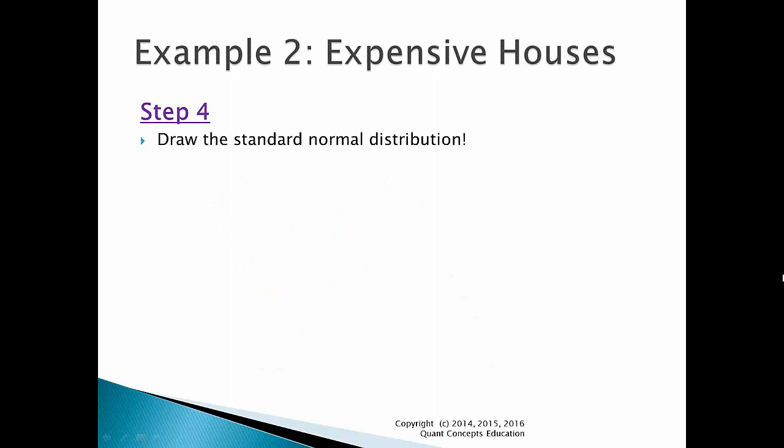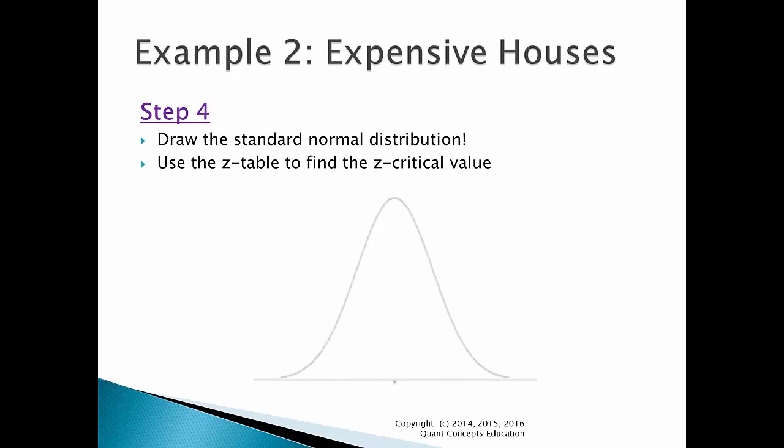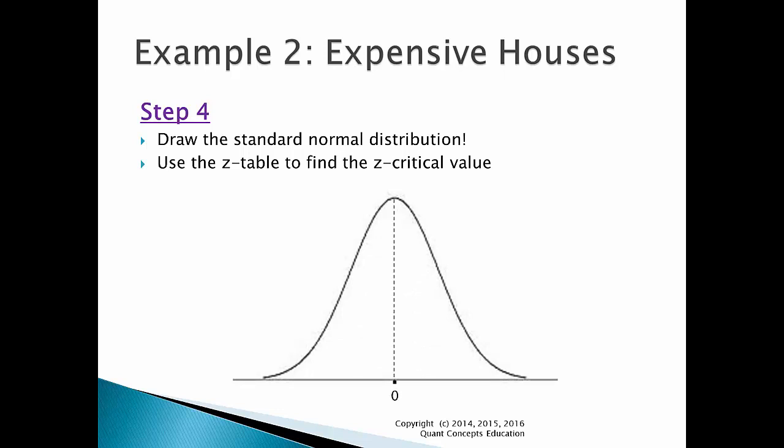Step 4 is to draw the standard normal distribution. We do this so we can find the critical value on the standard normal distribution. We use the Z-table to find the Z critical value. Once we know this, we can convert it back to our previous distribution of sample means. Okay, so we draw the standard normal distribution like so. Remember, it has a mean of 0 and a standard deviation of 1. The rejection region is in the same spot, as this is essentially the same distribution as in the previous slide, but it's just been converted into the standard normal distribution.